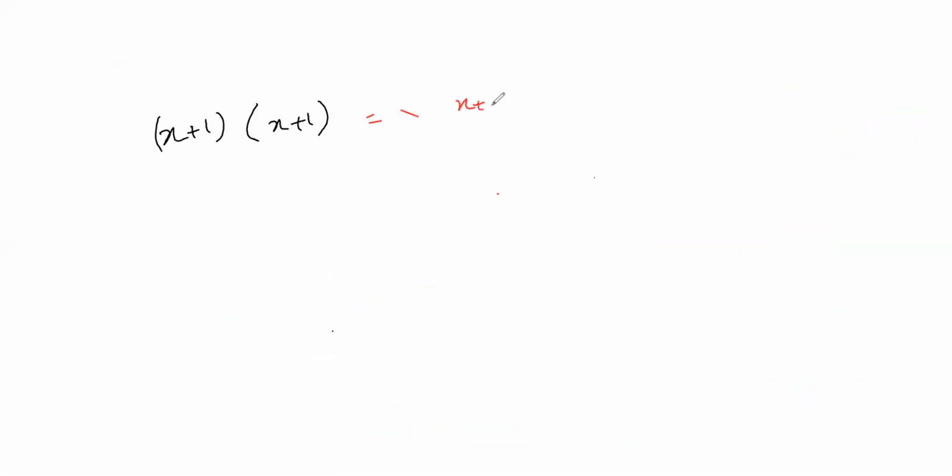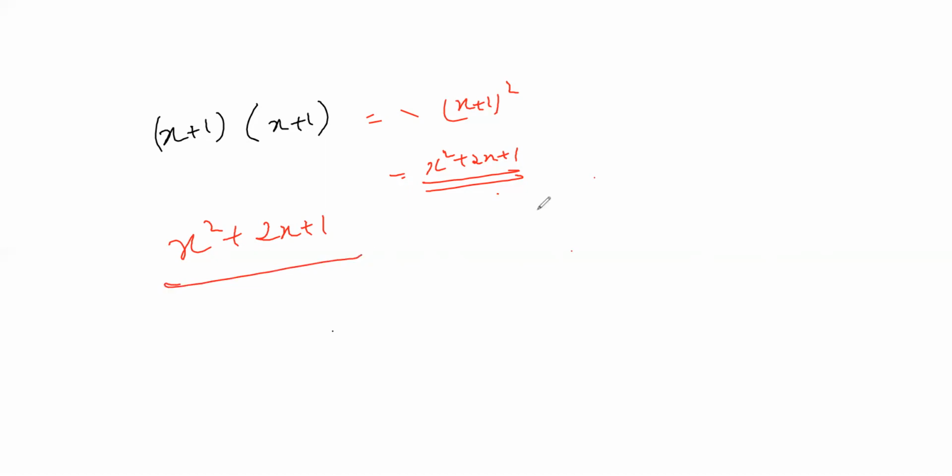X plus 1 the whole square, we know, is x square plus 2x plus 1. Correct? Now, for x square plus 2x plus 1, what are the factors? x plus 1 into x plus 1. So now a plus b is equal to what? 2, and ab is equal to what? 1. Now we know 1 and 1 are the factors.